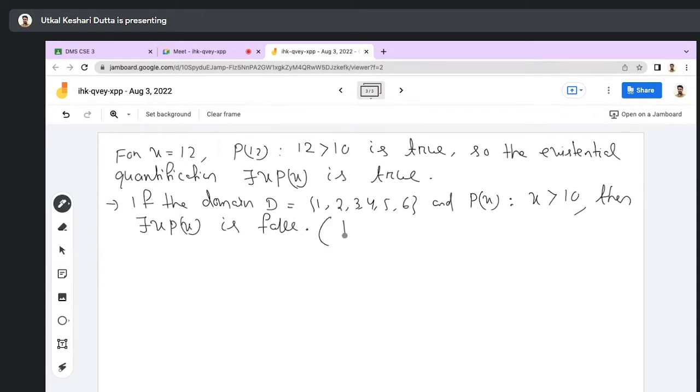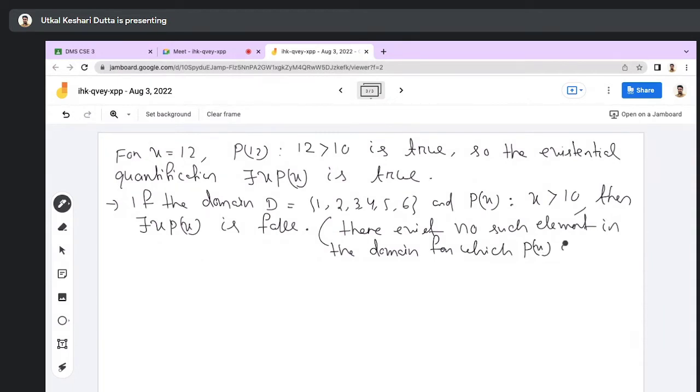That means you can write there exists no such element in the domain for which P of x is true. That means that for all the values of x in the domain, P of x is false. In that case, the existential quantification will be false.